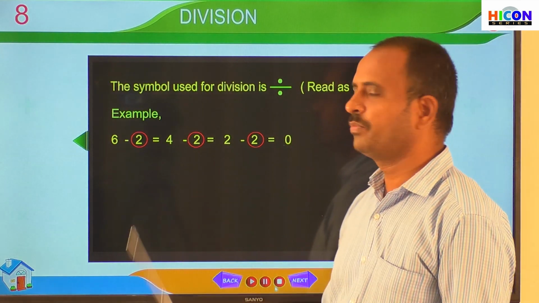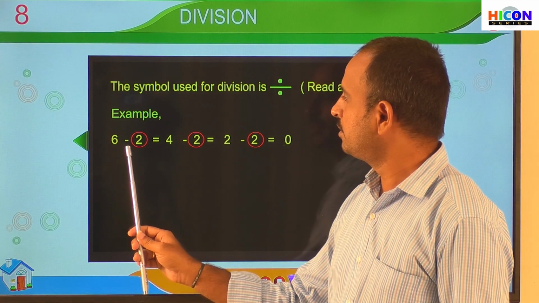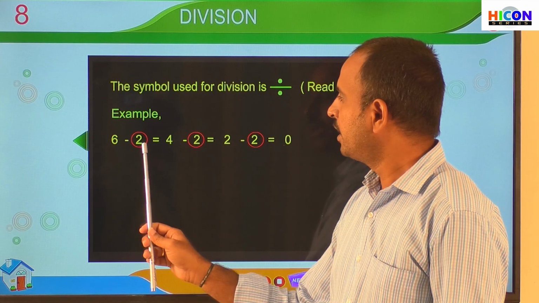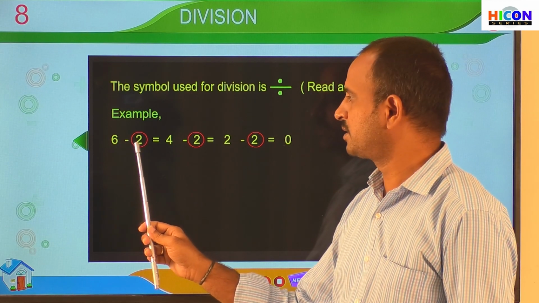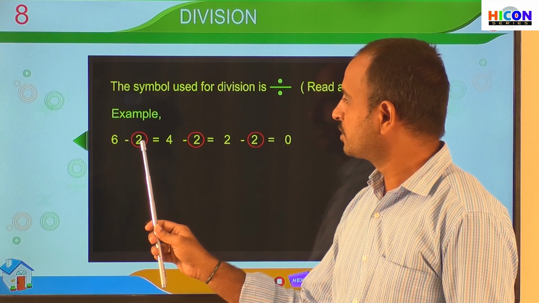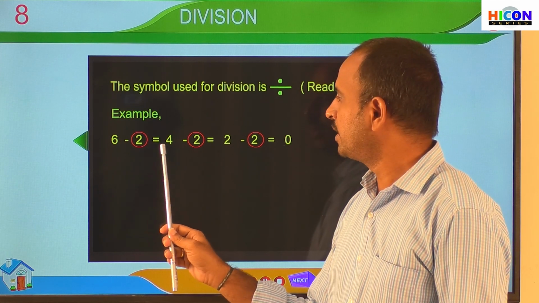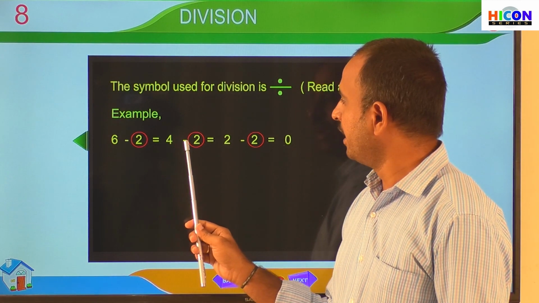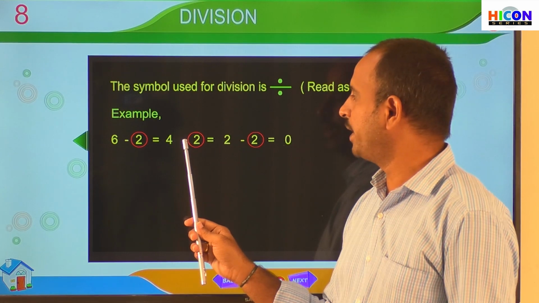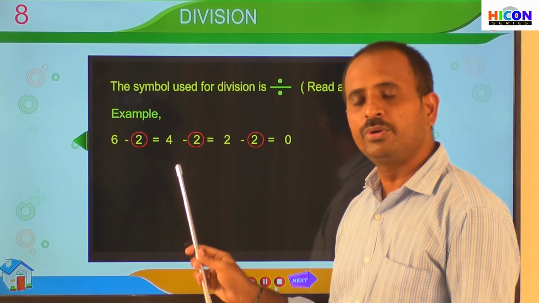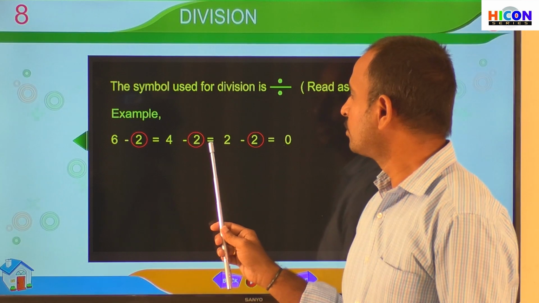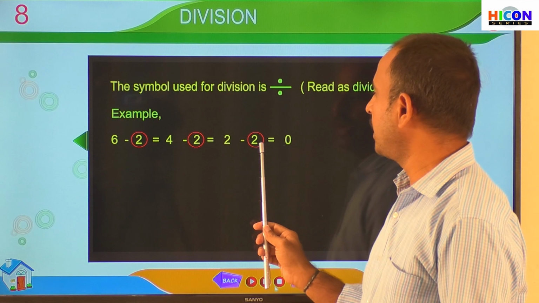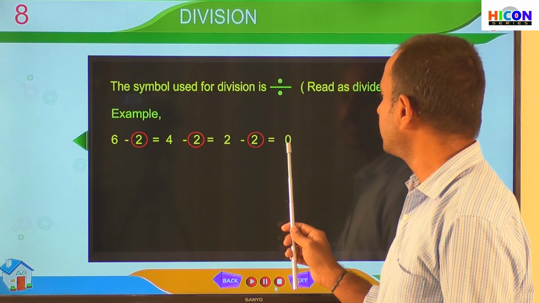So children, look at an example. Here 6 minus 2 is equal to 4. A number 2 is subtracted from 6. If you subtract 2 from 6, what is the answer? 4. See the screen, children. Again 2 is subtracted from 4. 4 minus 2 is equal to 2. And again 2 is subtracted from 2, and finally the answer is 0.